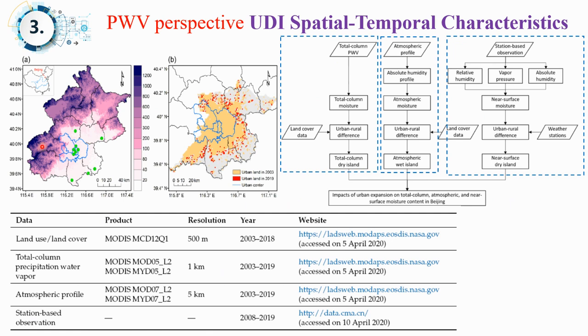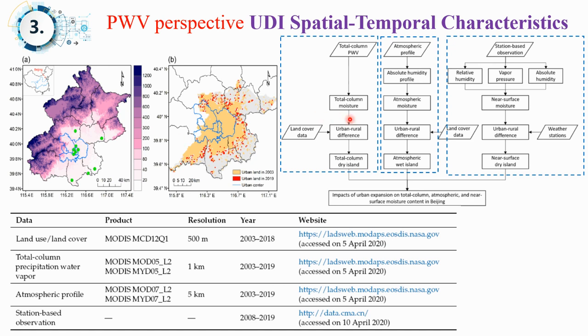Here's the map of Beijing. The dark green and the pink are the mountain areas. To eliminate the terrain influence when we analyze the UDI, we just use the green area, the plain area. The green points are the observation stations. Inside the circle are the central areas. The blue circle is the central urban area.